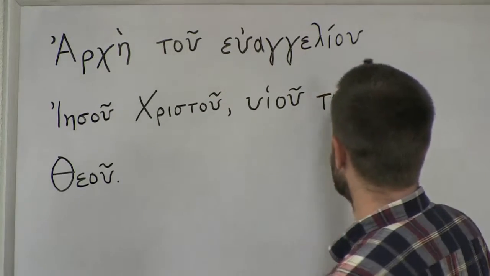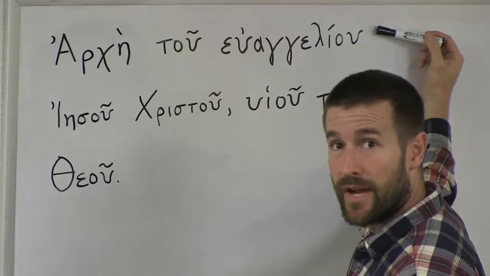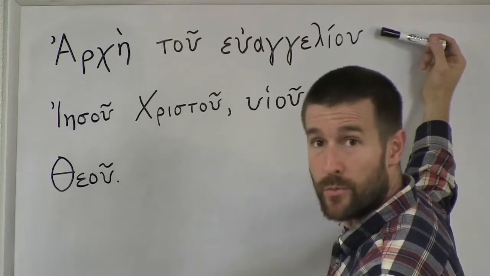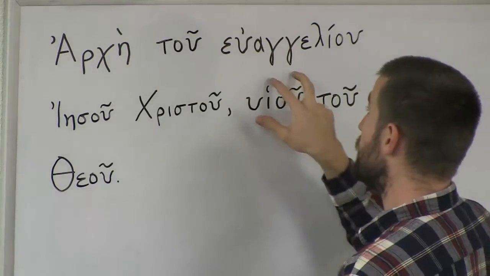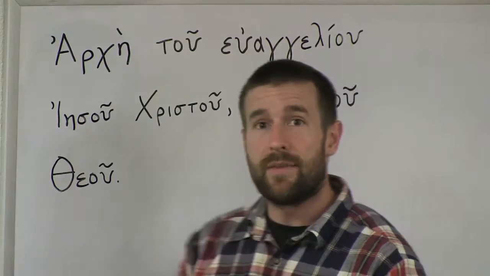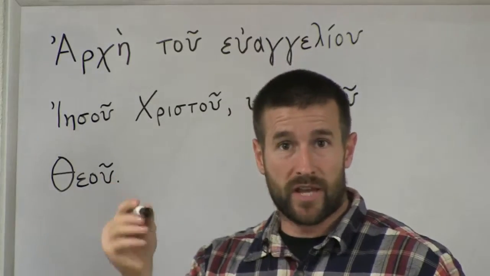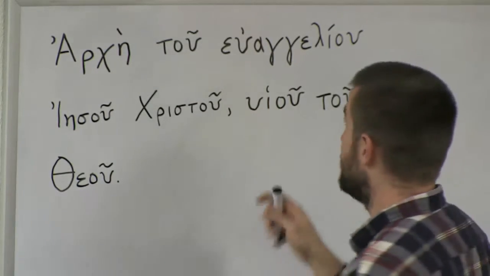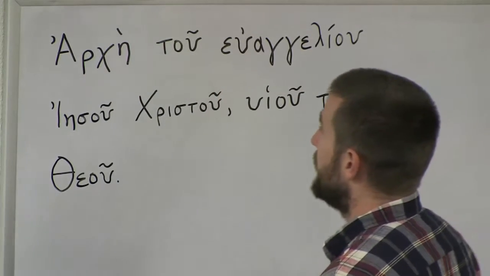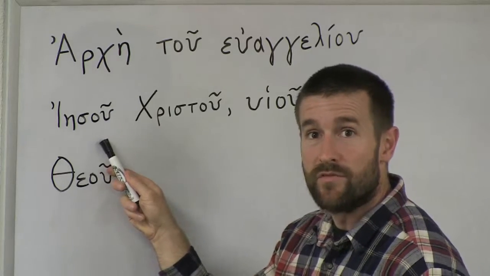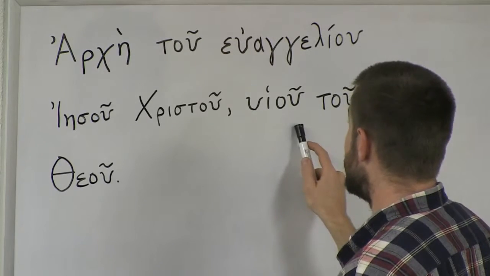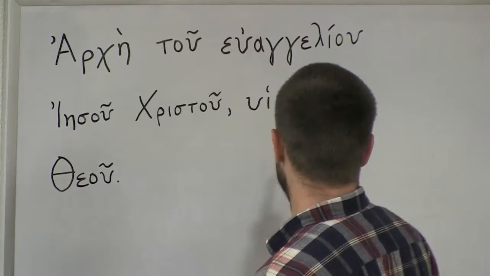Now, notice the word gospel, evangeliou. This should remind you of our English word evangelist or evangelical, someone who preaches the gospel. Notice the two gammas right next to each other. When there are two gammas next to each other like that, it makes a sound like NG. So, archi tu evangeliou. And then isou is a form of Jesus. Christou is Christ, iou, Son, tu theou, of God.